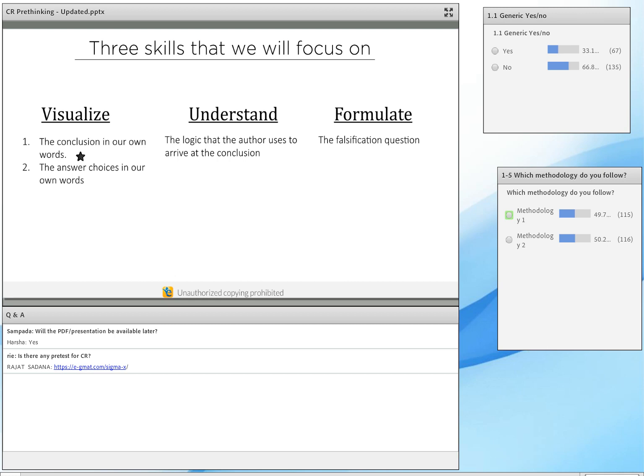We won't have a whole lot of answer choices. In the second part, we're going to visualize the conclusion as well as the answer choices over here. That's the first thing we're going to really do. So you're going to learn how to visualize this conclusion. Some of you may think it's very simple, but you're going to see the value of it as we get to the second part of the argument.